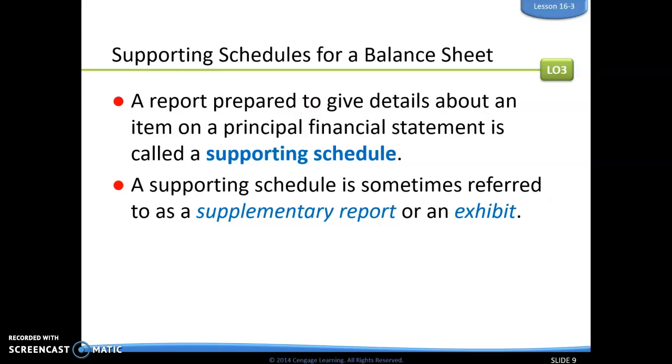Now, a supporting schedule for a balance sheet is a report that's prepared to give details about an item on a principal financial statement. That is a supporting schedule. A supporting schedule is sometimes referred to as a supplementary report or an exhibit.